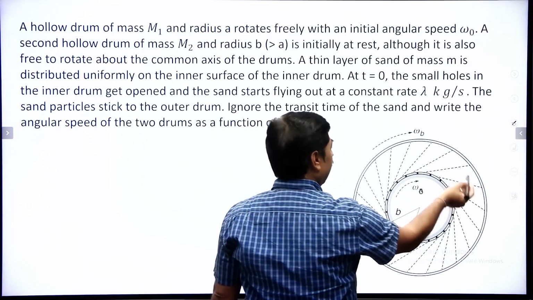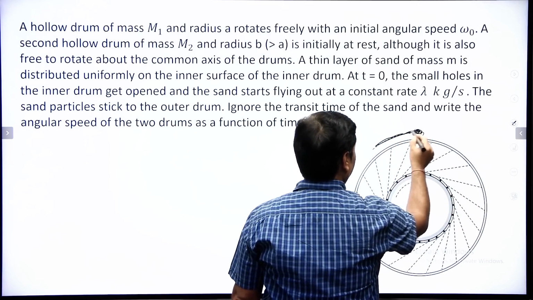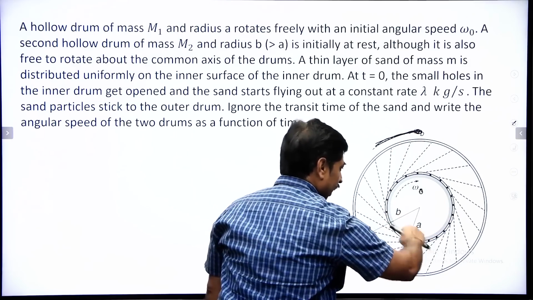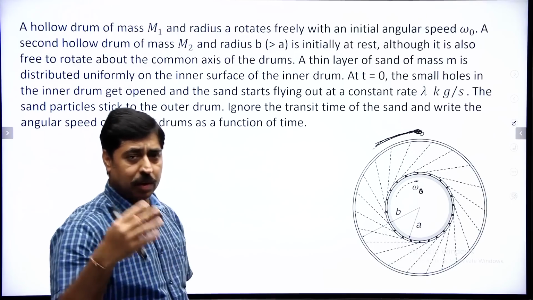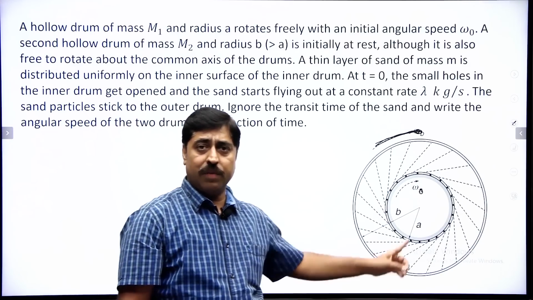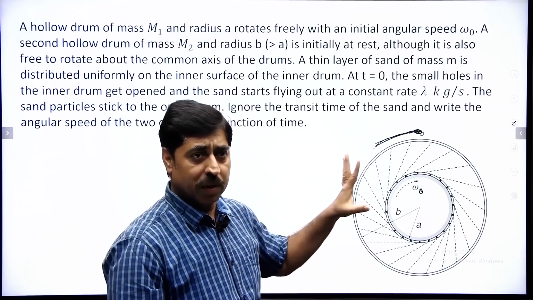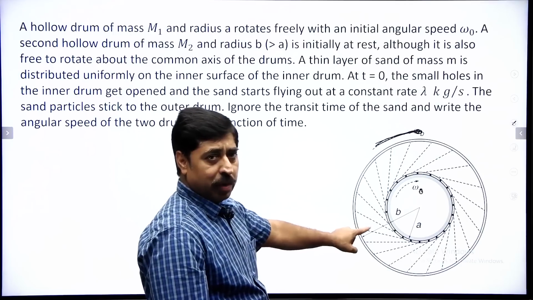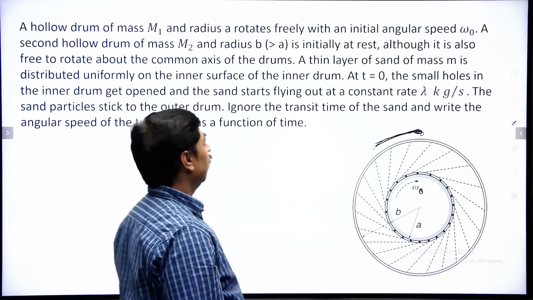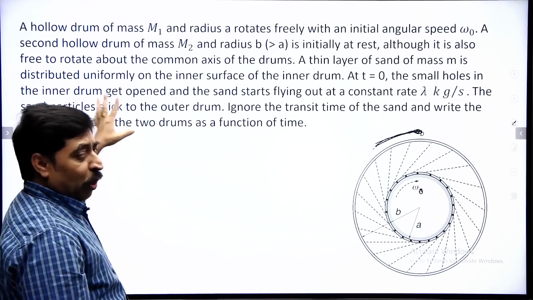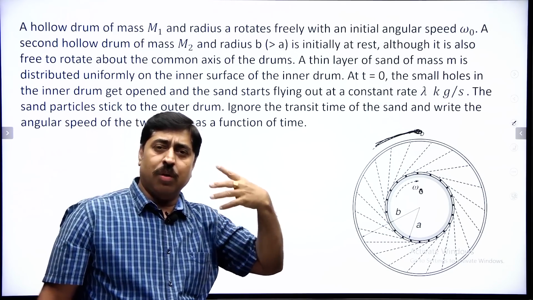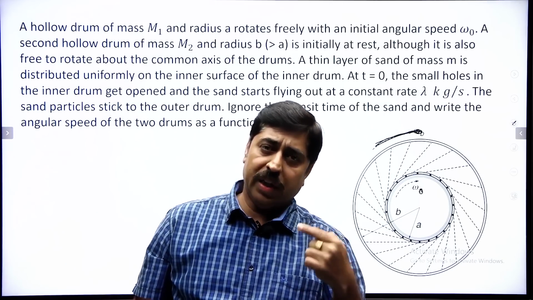This is initially at rest. There is no initial angular speed of this drum. Only the inner drum is spinning with some angular speed omega naught. Radius of the inner drum is A and that of the outer drum is B. Mass of the inner drum is m1 and mass of the outer drum is m2. And both are free to rotate, which means there is no friction in the axle.